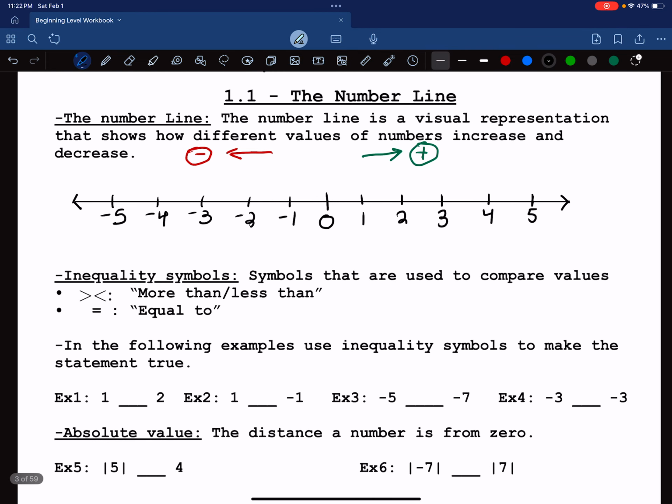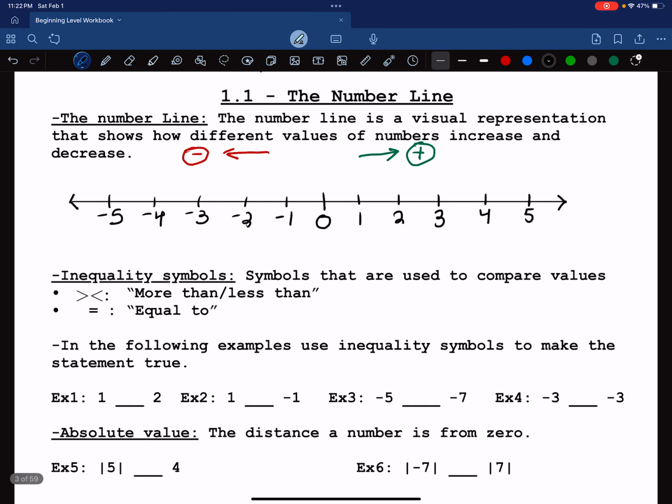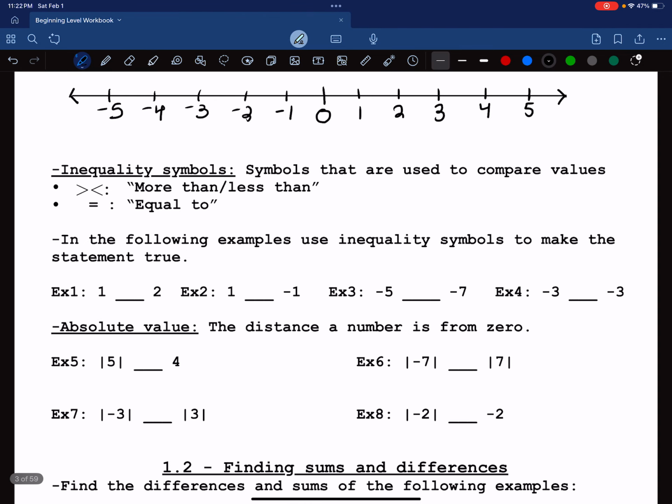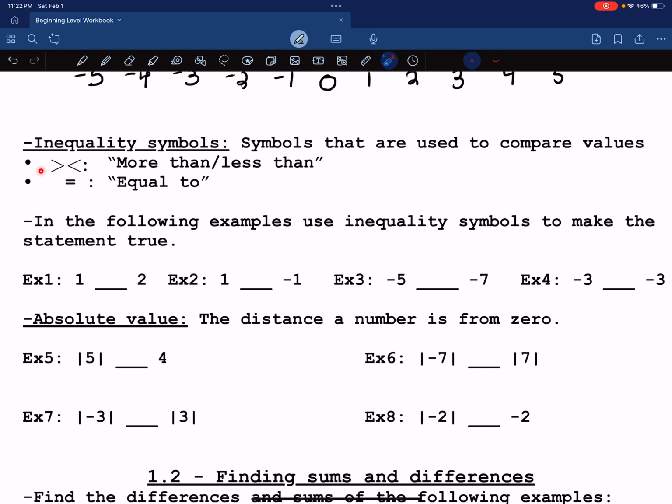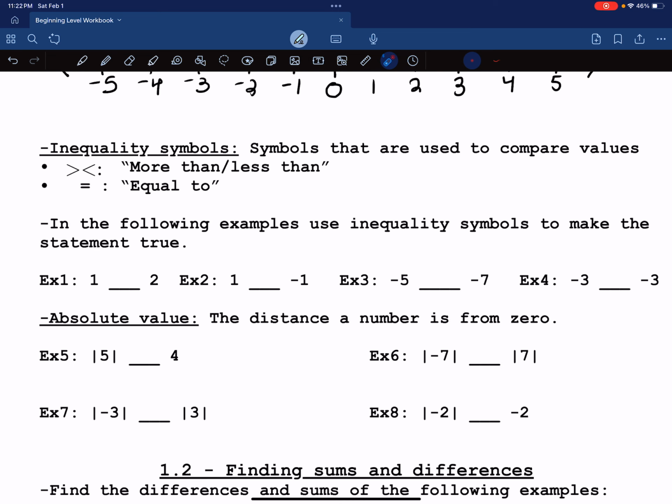So now that we got the number line drawn out, let's use that to compare some values. But to compare some values, we're going to use something called inequality symbols. And inequality symbols are symbols that are used to compare values. So the majority of the time, we're going to be using these two symbols here. Now, these two symbols are indicating to us that a certain number is greater than or less than another number.